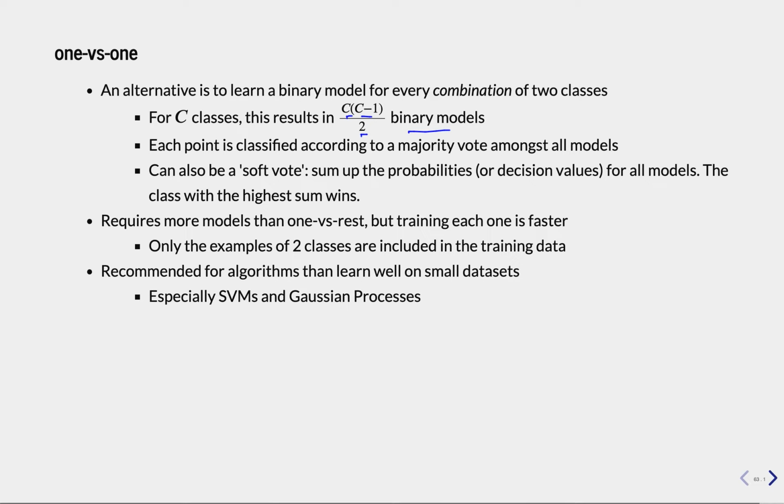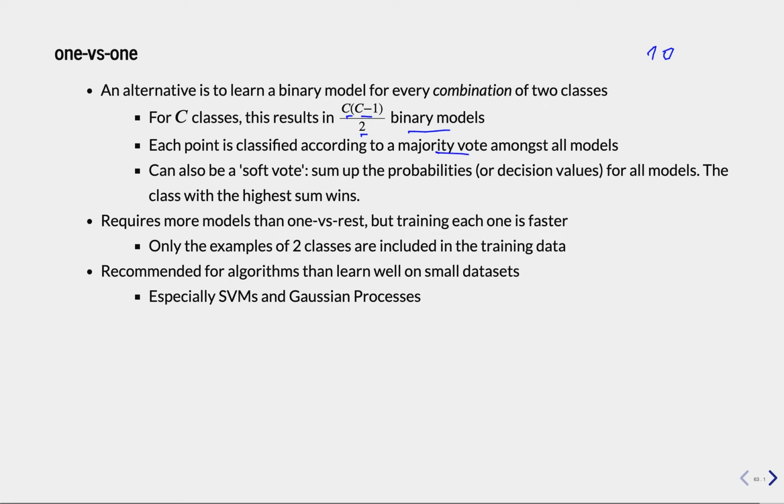But every model itself is cheaper to train because it only looks at a part of the data. Right? So if you have 10 classes and they're equally balanced, then if you have only 2 classes for each model, it means you have only 20% of the data, right? So you have more models, but they're faster to train. And then after you train all these models, you classify each point with a majority vote. So you let all these models make a prediction, and then the majority vote wins.